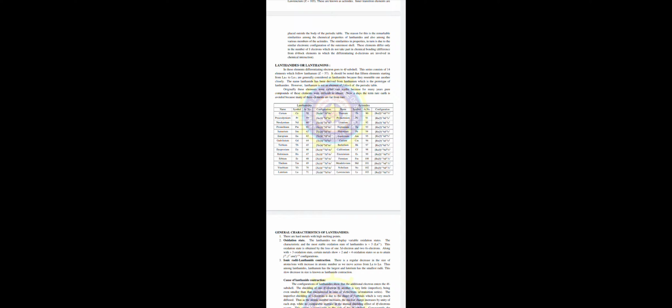So first let's see the electronic configuration of these elements. If you see the typical definition of actinoids, it says that they are the elements which have their last electron entering into the anti-penultimate f orbital. But thorium doesn't have any electron in the f orbital, yet it is considered as an actinoid.